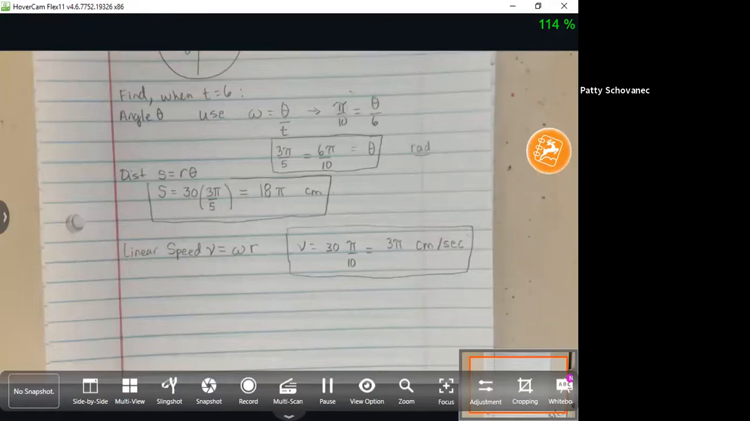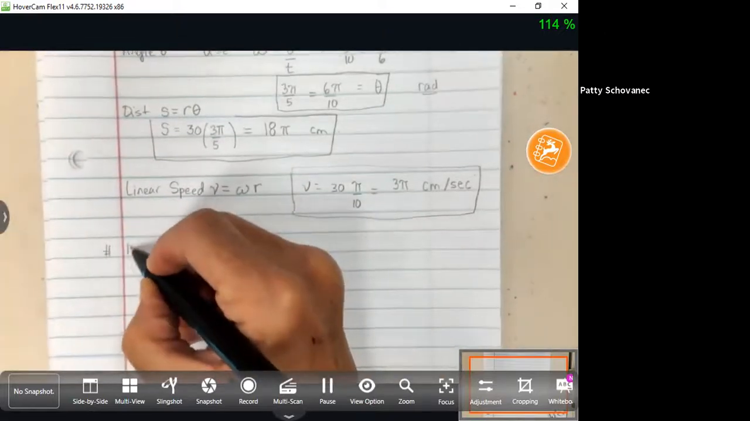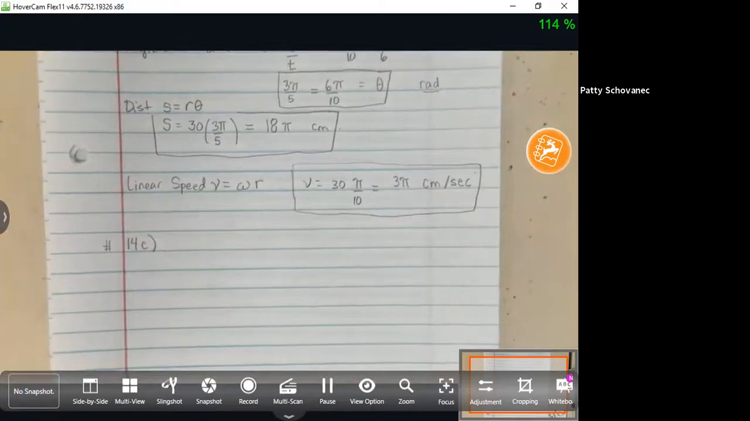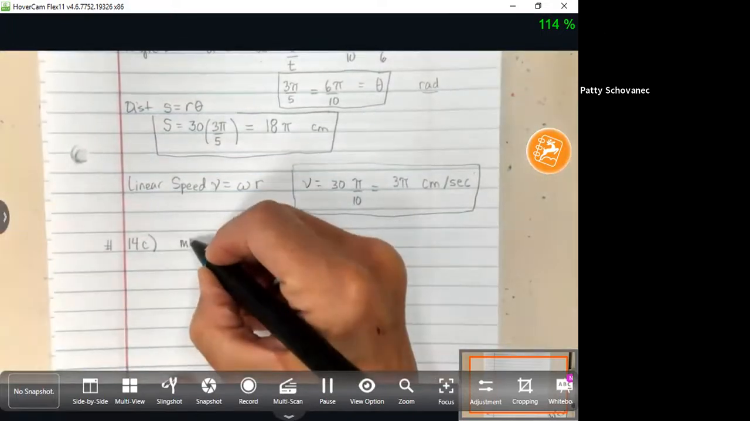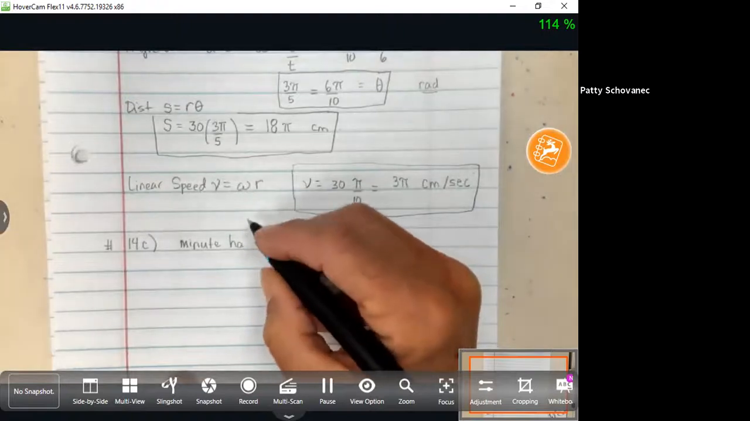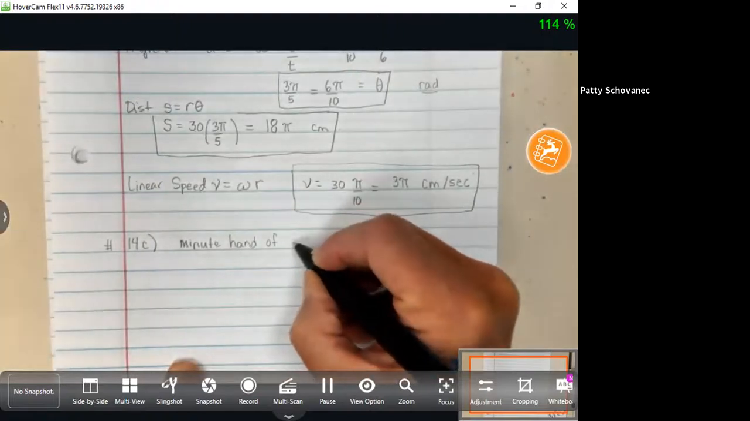Okay. All right, and do you know which web work number this one is? 14C. You want to read it to me? It's the minute hand of the clock. And it's the omega in radians per second. I'll need the radius of that, or the length of the minute hand. That's all it gives you.